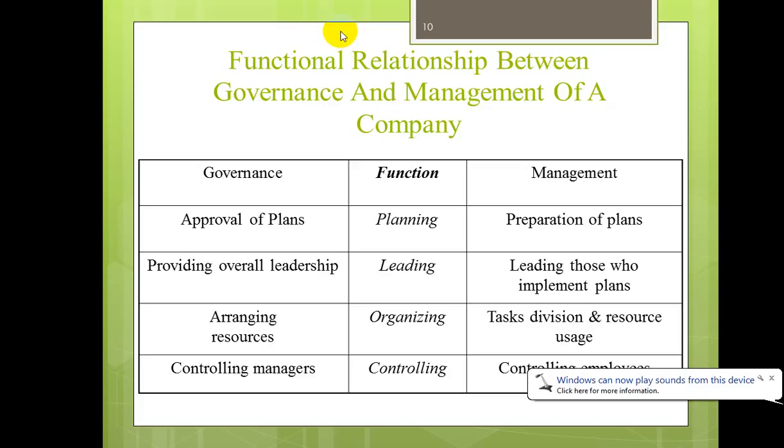Now, second one, leading. In leading, the governors are providing all the leadership. It means the governors are providing directions on how to achieve the target. Now it is management's duty to implement all those directions in a practical way.